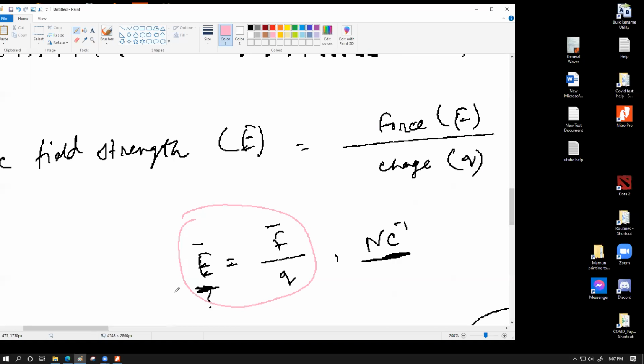Let me show you the definition from the PDF. Maybe that would be a bit easier. Have a look. Force per unit charge at any point is the electric field strength of that point. Achha, ekhane ekta jinish bad porche.